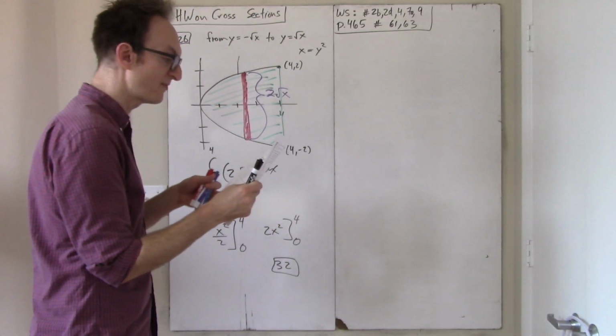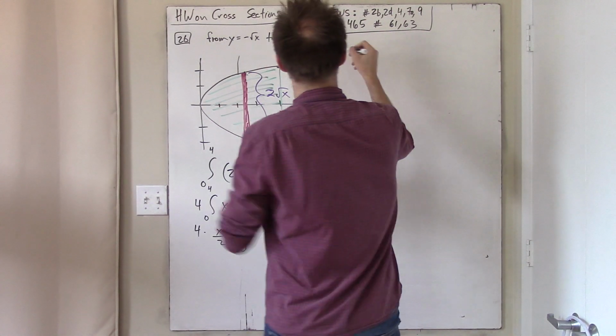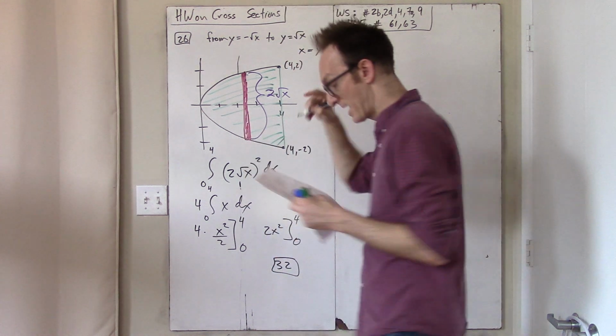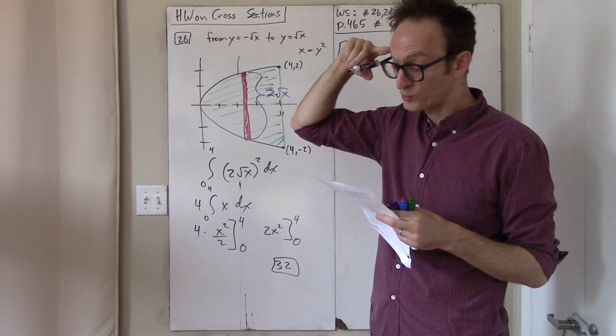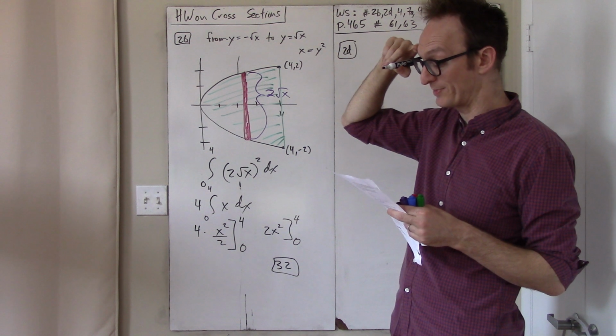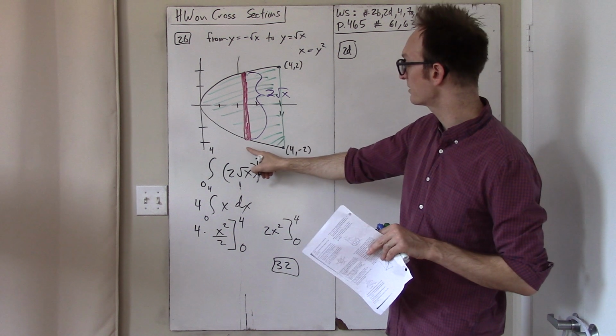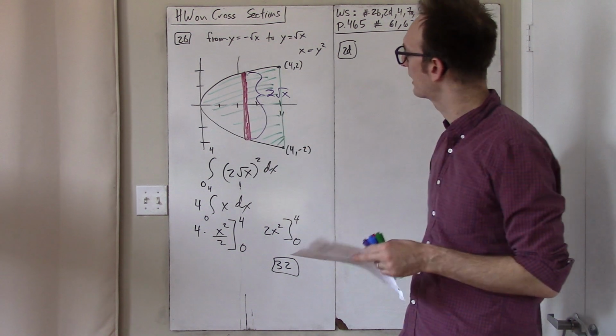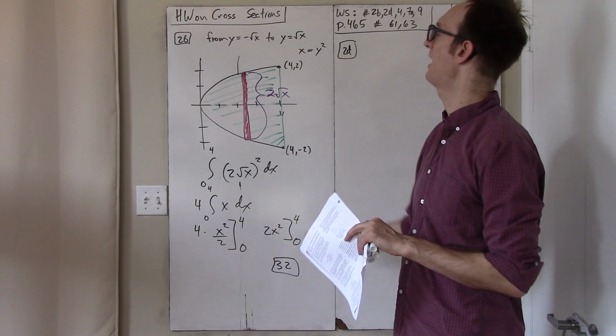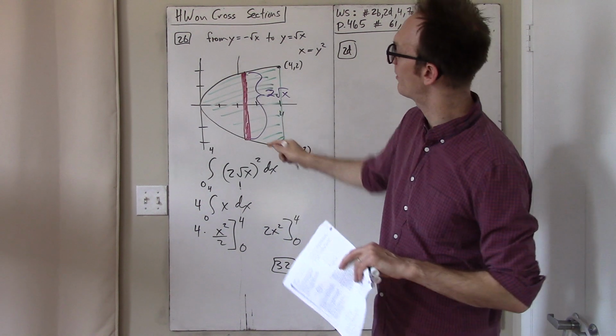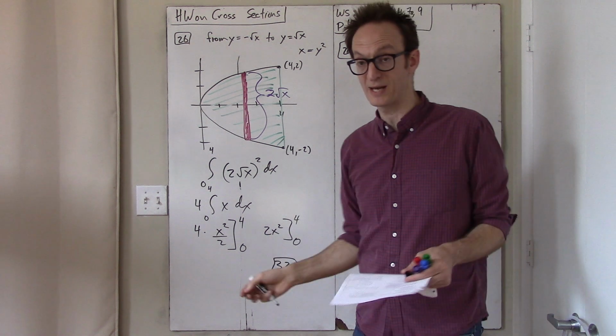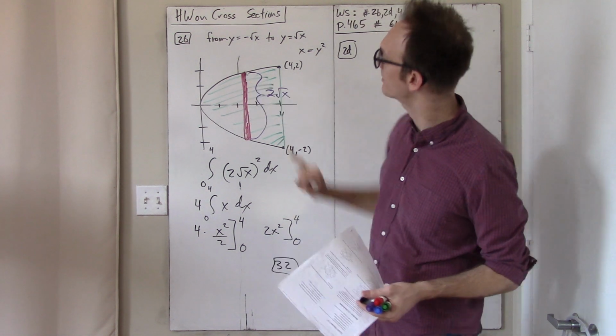2D is just a follow-up on the exact same problem. 2D now says, okay, cross sections are equilateral triangles with bases in the xy plane. So it's the exact same problem, and I'll use the same picture and everything. But now I build, instead of squares coming out of the board, equilateral triangles coming out of the board, whose side lengths are determined by the length of that red line.